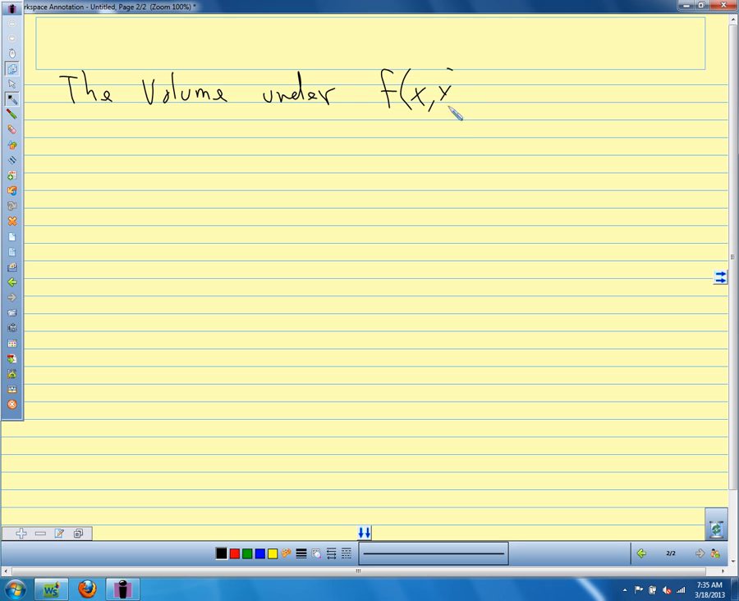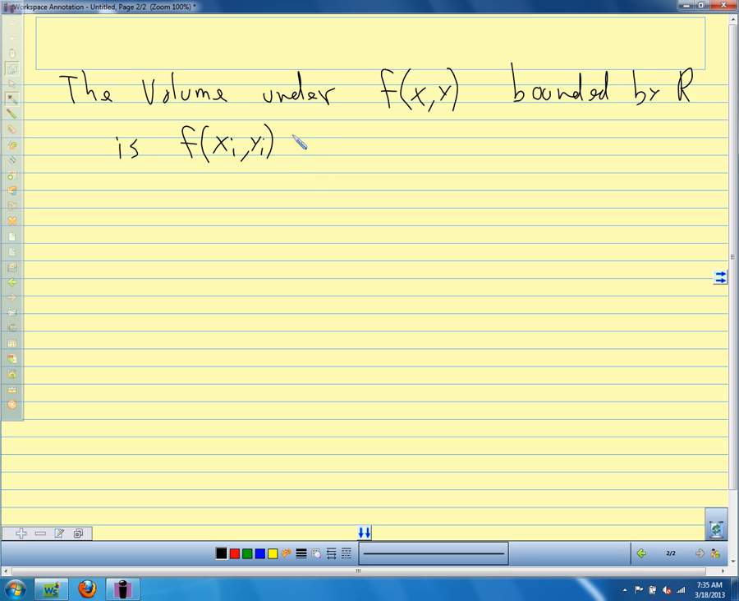So we're going to say the volume under f of x, y bounded by R is the sum of f of x sub i, y sub i, delta A sub i, where the i represents our little region R. And we said that our area of our region, delta A, is the average radius, r bar, in that region, times delta r sub i, delta theta sub i.